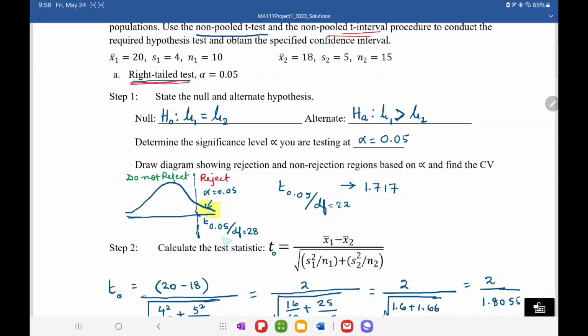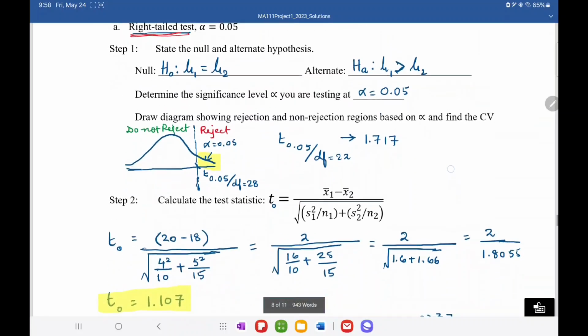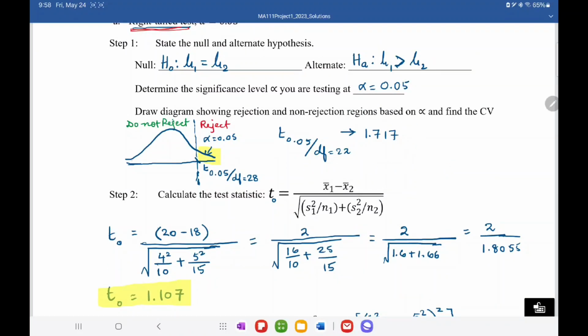Now, for T of 0.05 here, we do not need to split alpha. This is a one-tail test. So please don't use alpha by 2. It's just alpha. If you use your table, you should come up with a value for the critical value. The critical value is going to be 1.717.